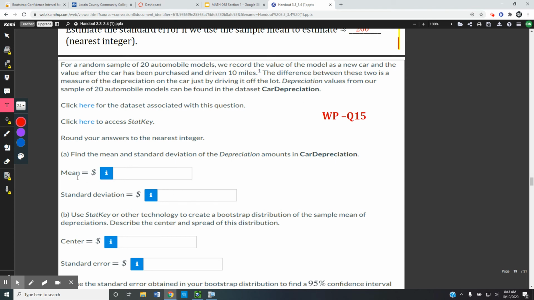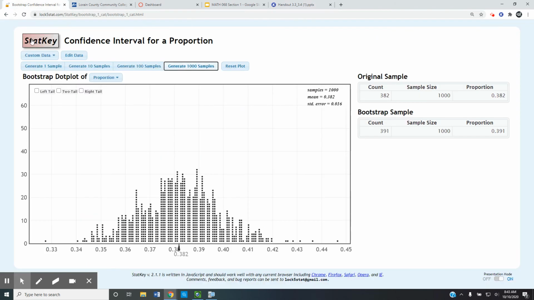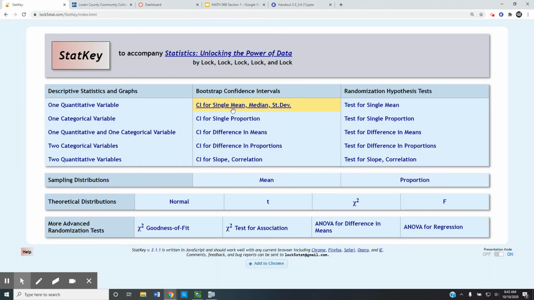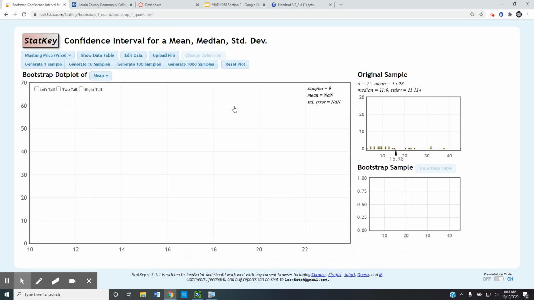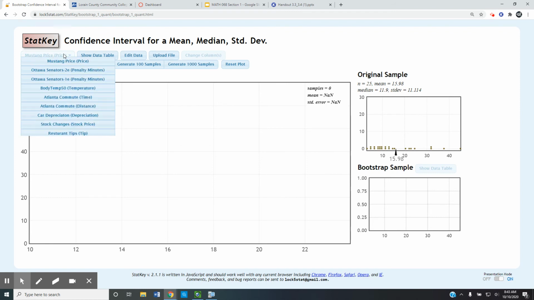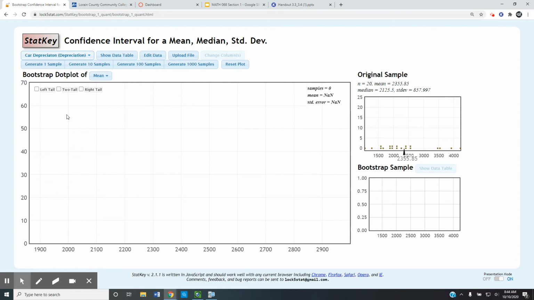So we're talking about mean values, Bootstrap, StatKey. I'm going to the center for mean. It wasn't difference in means, it was a single mean. Over here on the left-hand side, I'm going to find car depreciation. It's right here. Now, the first question was, what is the mean and the standard deviation of the original sample? I don't need to run anything.